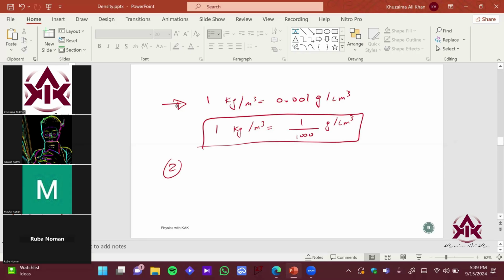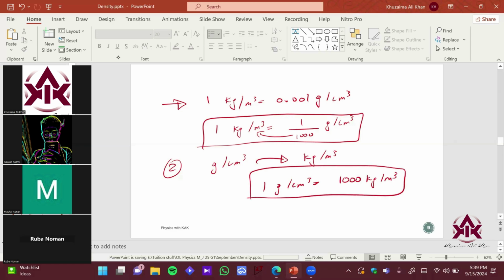If I want to find the relation from gram per centimeter cube to kilogram per meter cube, I can just make gram per centimeter cube the subject, right? I can send this 1000 over here. So I will get a relation that 1 gram per centimeter cube is equal to 1000 kilogram per meter cube, right? So that's pretty simple.